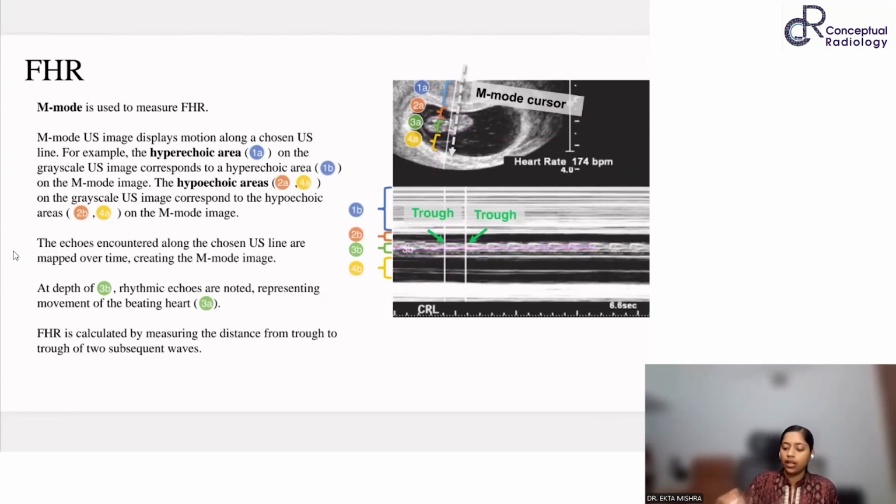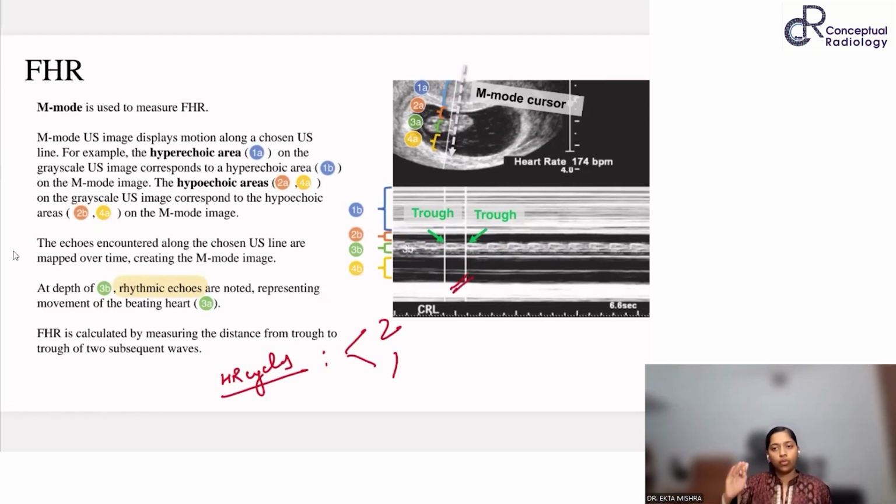The echoes encountered along this frozen line will be mapped and create this wavy pattern. These rhythmic echoes help you take the fetal heart rate, measuring trough to trough or between two subsequent waves. If you look at the left corner of your machine, you have something called HR cycles. It can be set to 1 or 2, and if it is 2, then you skip one wave and measure. Otherwise, the way they have measured is fine. So this is how you do an M mode.